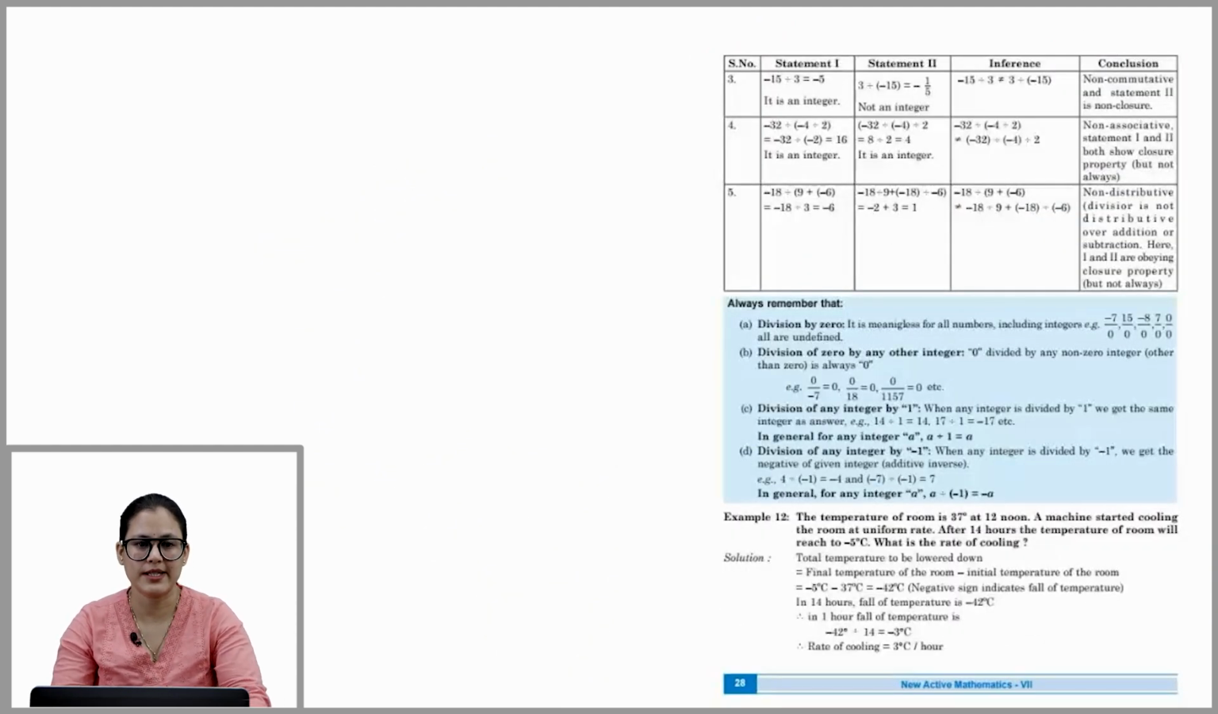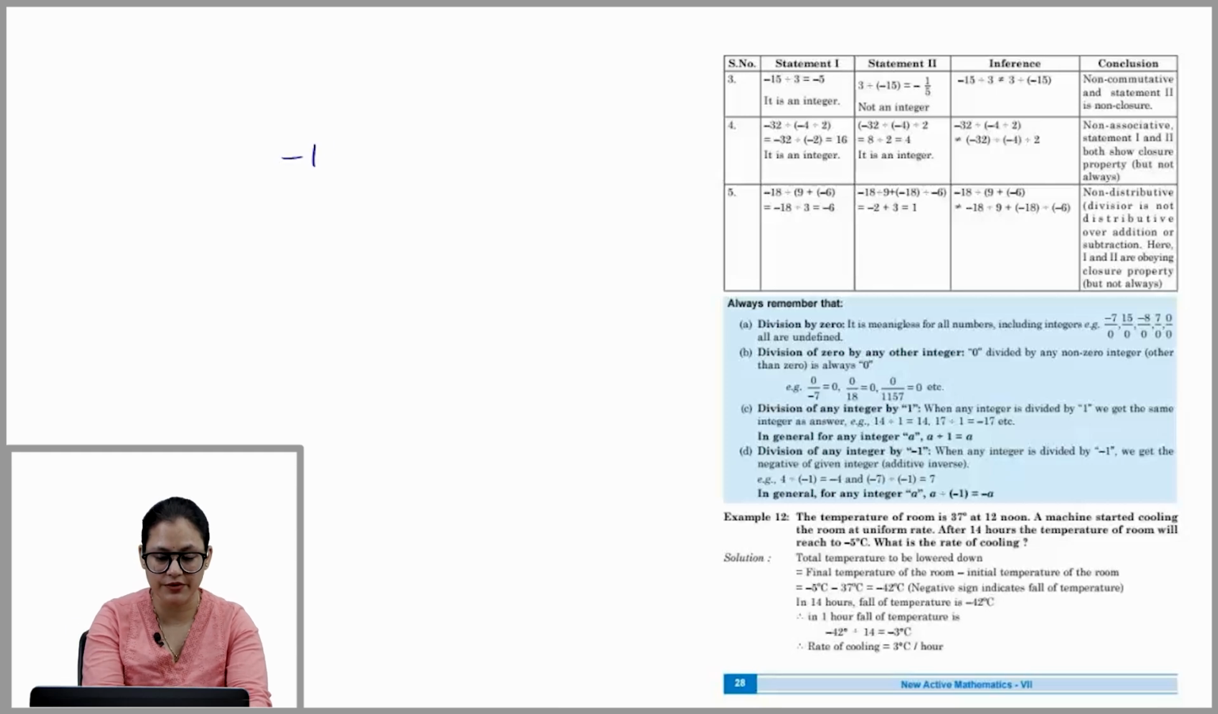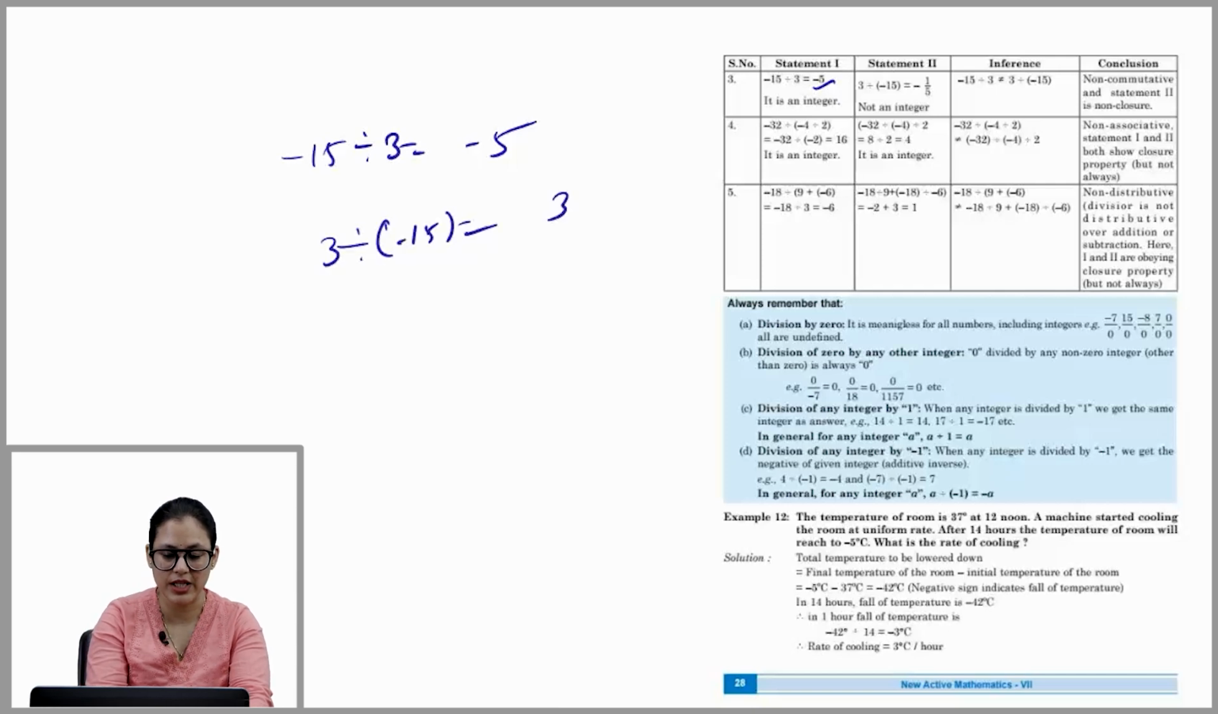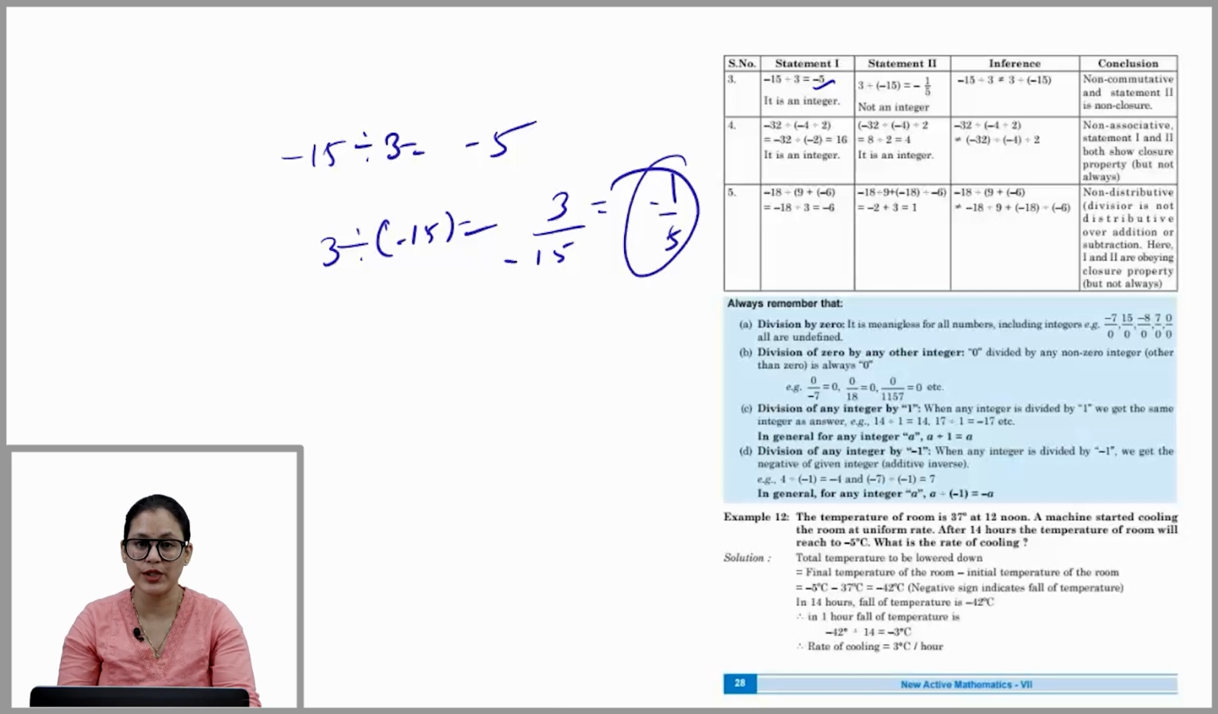Next statement is 15. Minus 15 divided by 3 is equal to minus 5. It is an integer. 3 divided by minus 15 is equal to minus 1 by 5. It is not an integer. So what is the conclusion? Non-commutative, and statement 2 is non-closure.